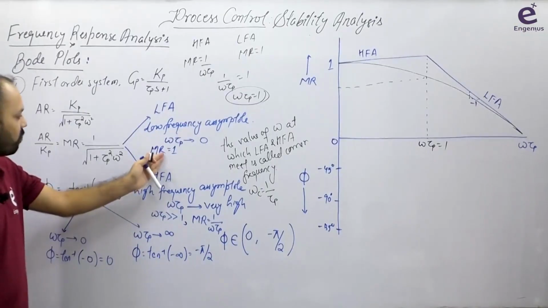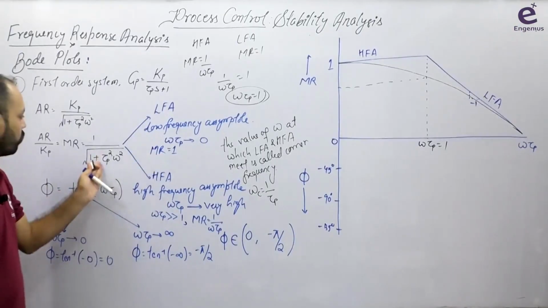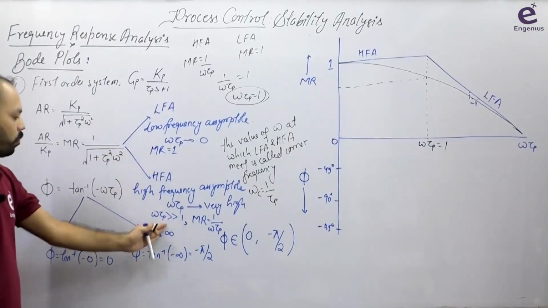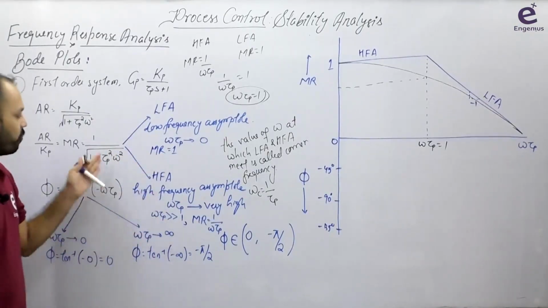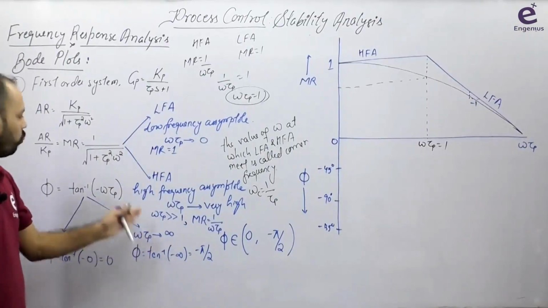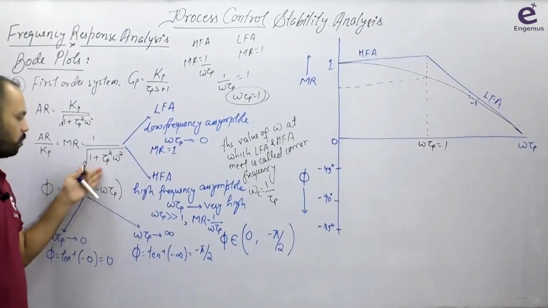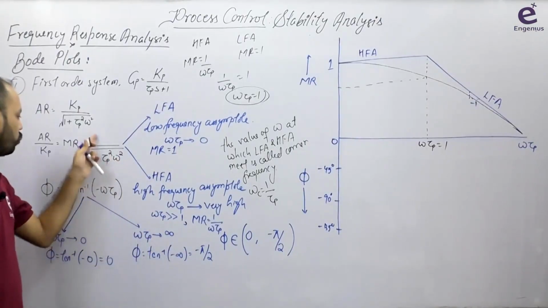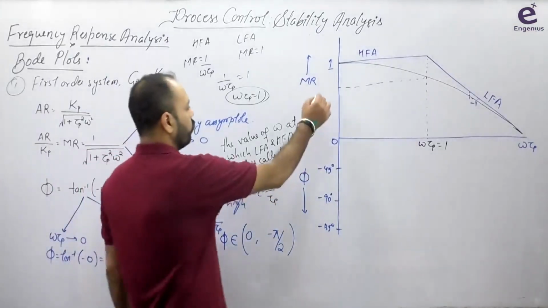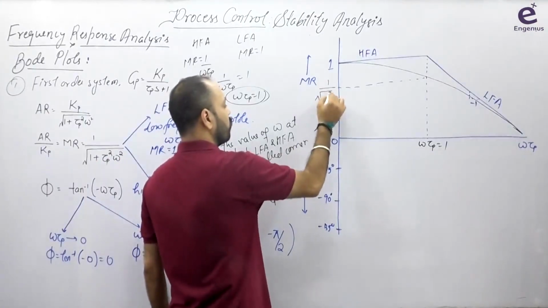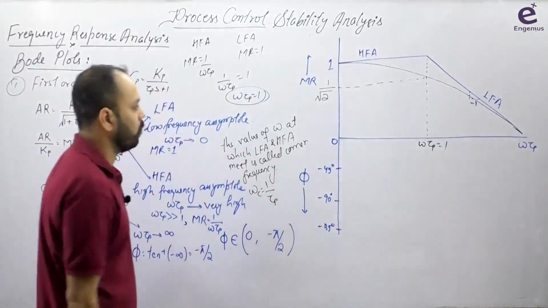No, because MR is equal to 1 is an approximation of this equation for low frequency. This equation? No, because this is an approximation of this equation for high frequency. So, we will calculate the value of MR from here. Omega tau p is equal to 1. So, this is 1 plus 1, 2, root 2, 1 by root 2. So, this value is 1 by root 2. This can also be asked, possibly, right?